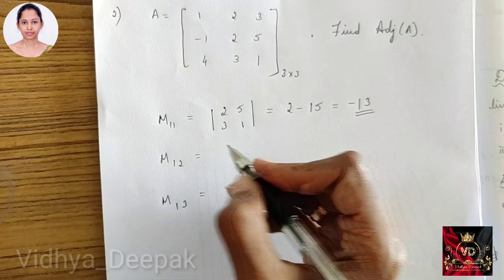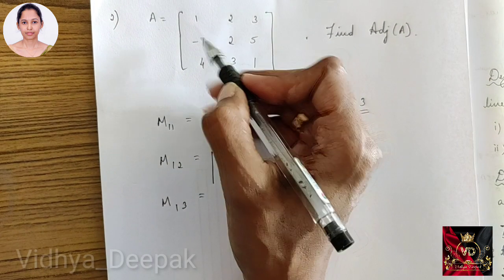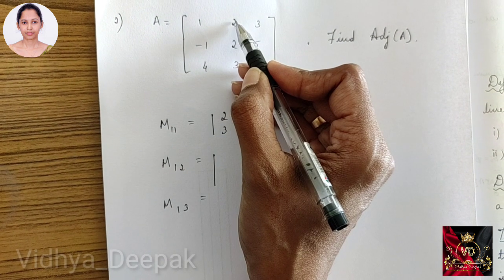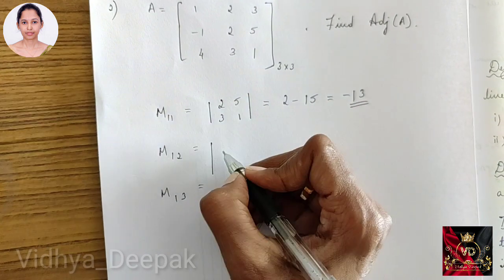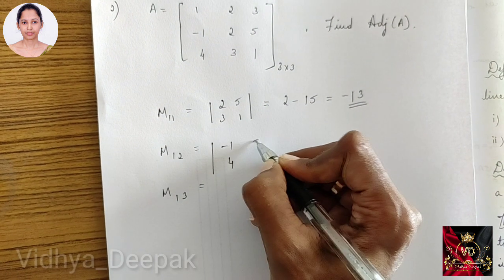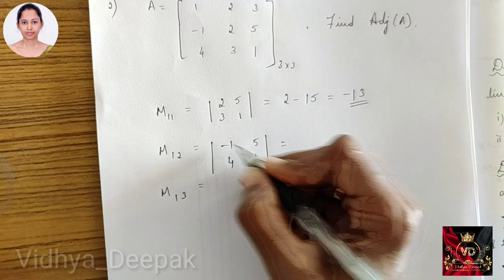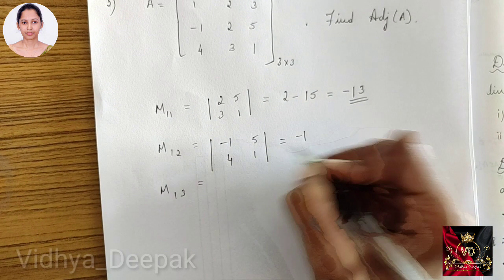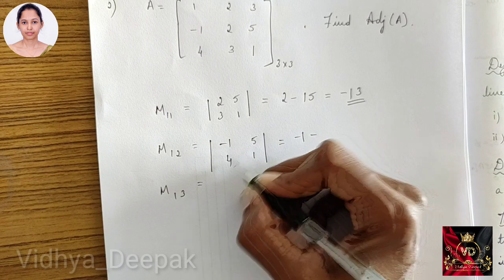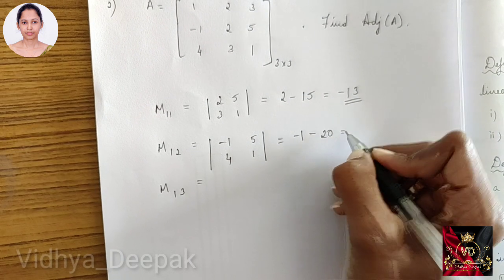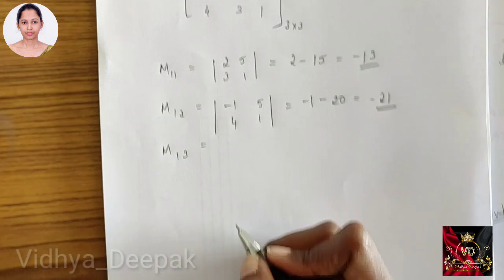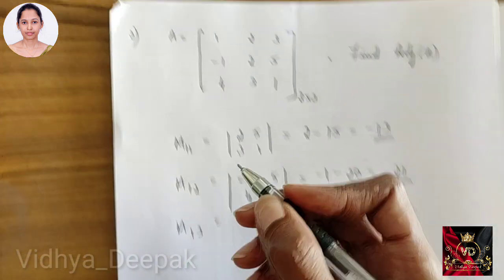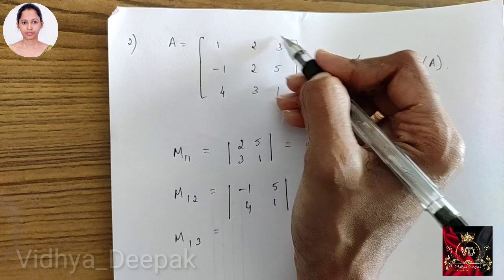13. Now we have M12, that is this element. So this row and this column get deleted. You have minus 1, 4 and 5 and 1. So 1 1s are 1, that is plus into minus, minus. Minus 5 4s are 20. So you have minus 21.